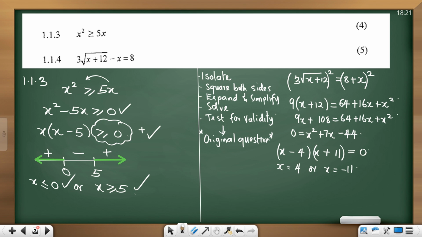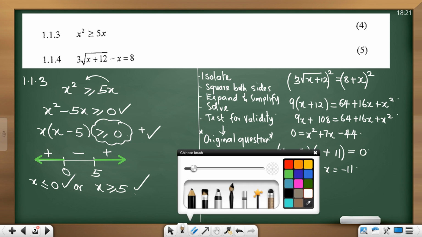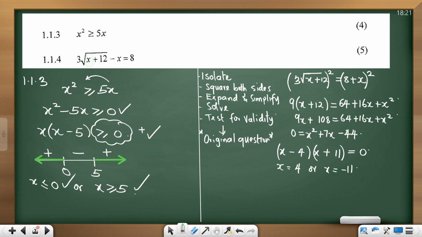So I'll just go back and put a 4 there. If I put a 4 here, what's going to happen? 4 plus 12, 16. The square root of 16 is 4. 4 times 3, 12. My x is 4. 12 minus 4, 8. It works. What about negative 11?